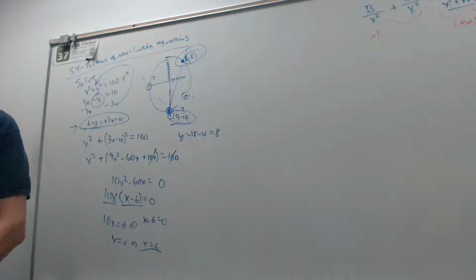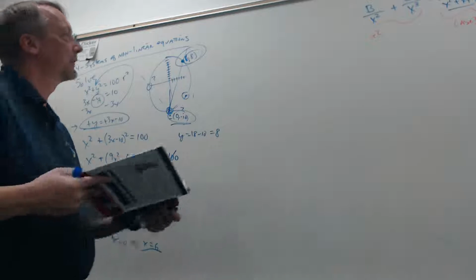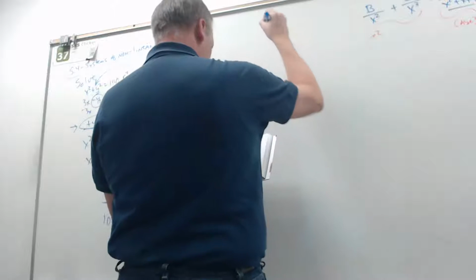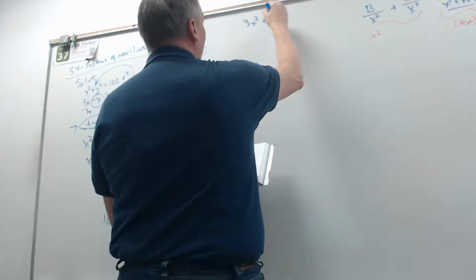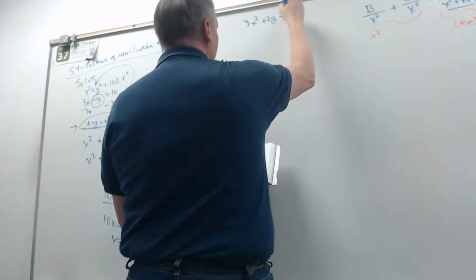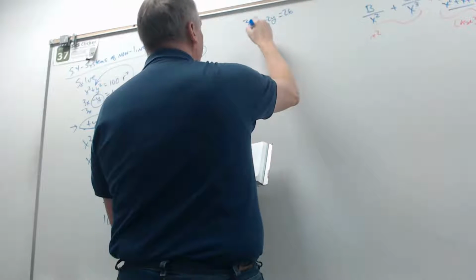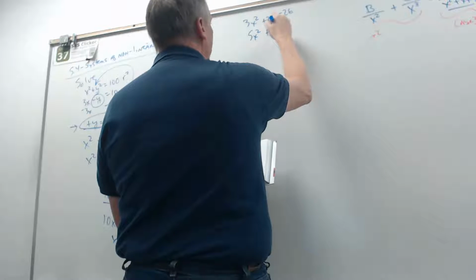Yeah. All right. How about, let's try elimination. That's a good idea. How about 3x squared plus 2y equals 26, and 5x squared plus 7y equals 3.